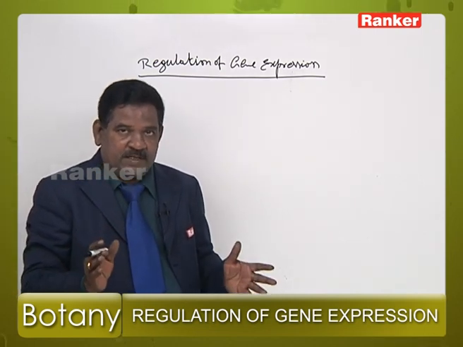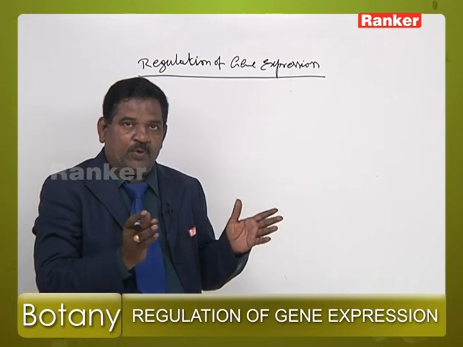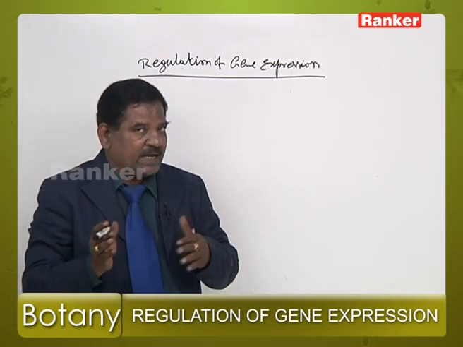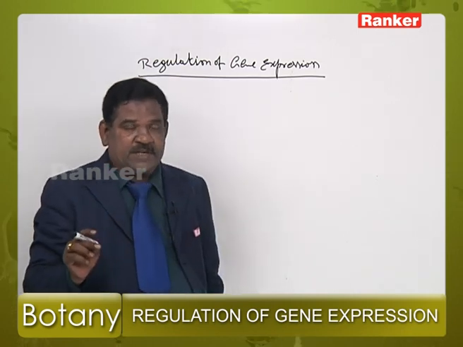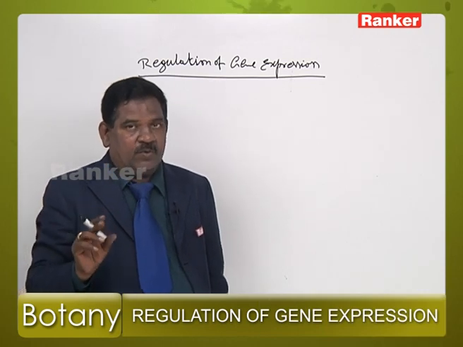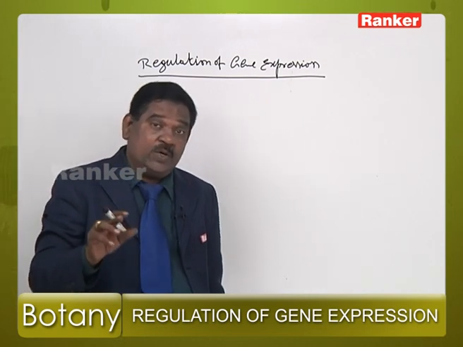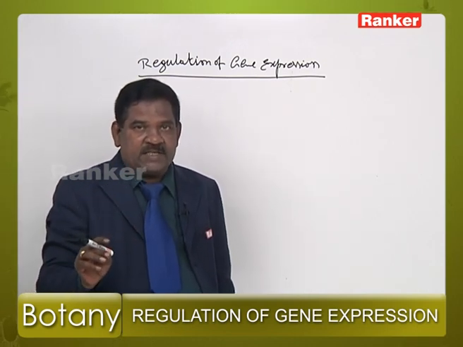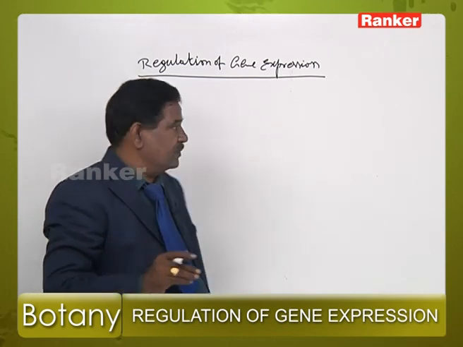This regulation of expression of a gene, we observe in both prokaryotes and eukaryotes. But in prokaryotes, this regulation of gene expression occurs at the transcriptional level only, at one point, that is the transcription level. But in eukaryotes, this regulation of gene expression occurs at 4 levels.